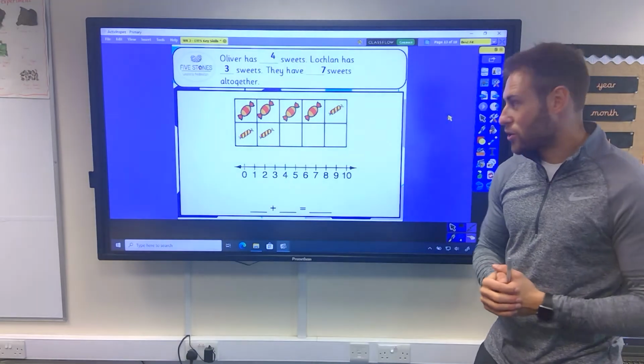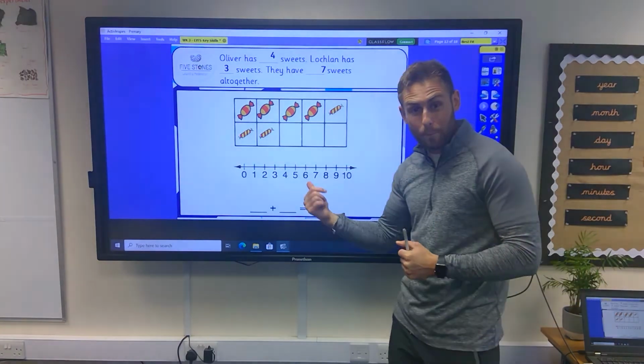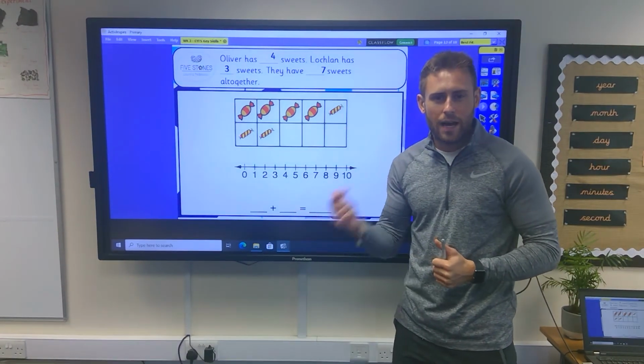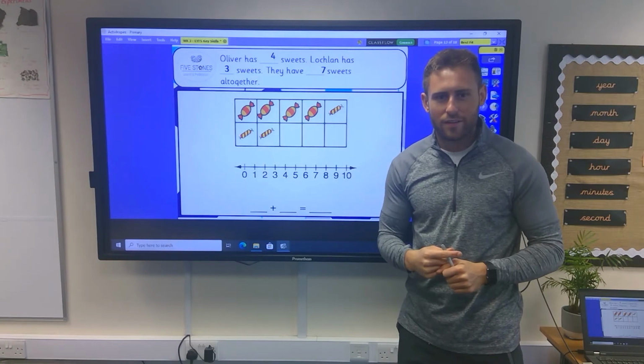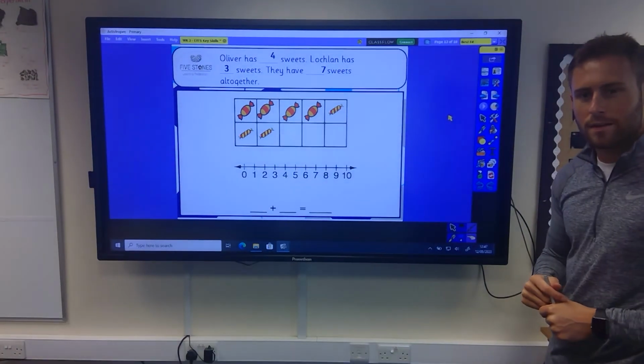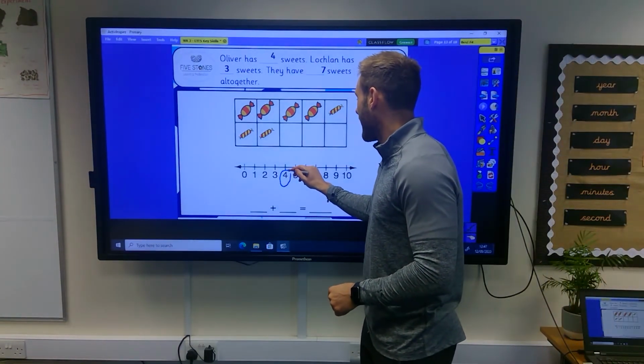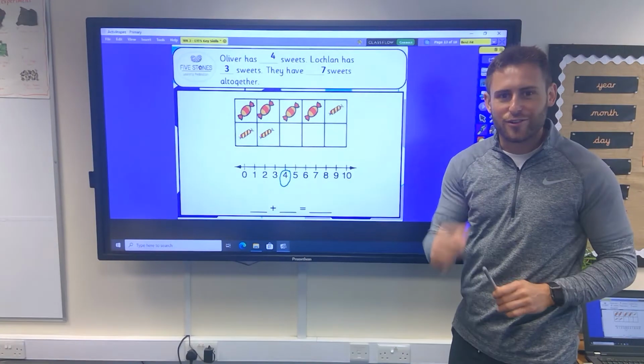Now we're going to show our working out from our tens frame on a number line this time. How many sweets did Oliver have? Can you spot it on our number line? Yes, good work. So Oliver has 4 sweets, a good spot.